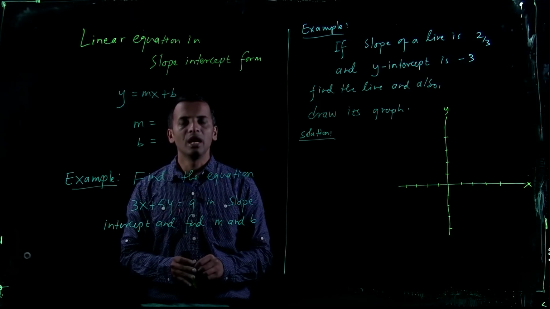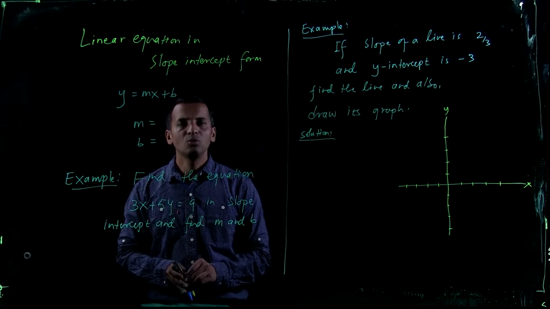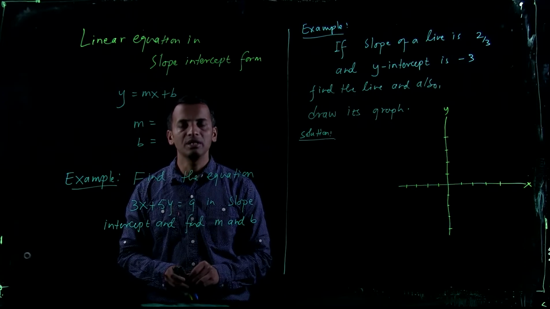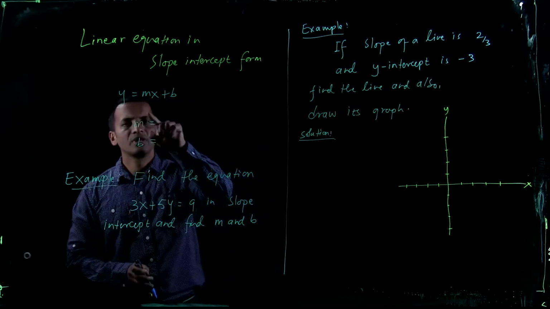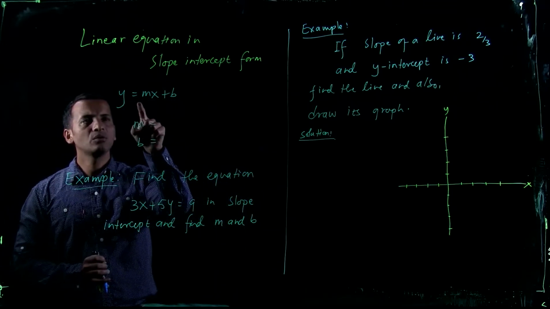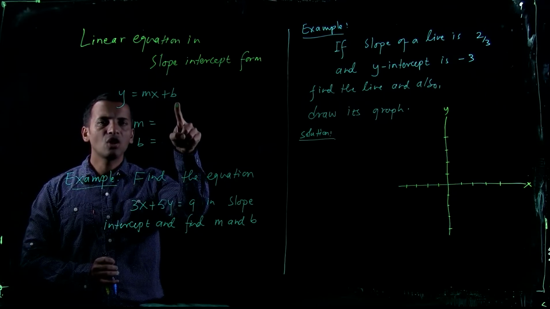Hi, in this video I am going to talk about the equation of a line in slope-intercept form. How do we find the slope and the y-intercept, and also how do we draw a line when the slope and y-intercept are given?